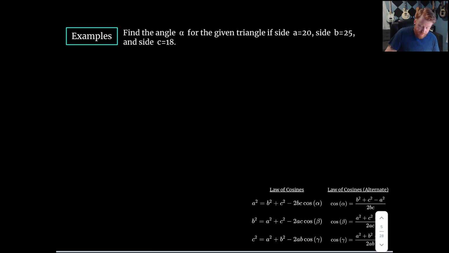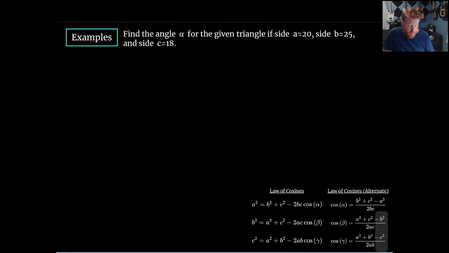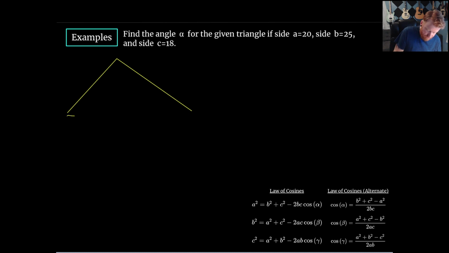So let's take a look at another example here. Here we want to find the angle alpha if we know all three sides of this triangle. So I guess we're not asked to solve the entire thing, but just find the angle alpha. So let's just draw a triangle here so we have something to look at. Let's make it a little bigger. There we go. There's our triangle.